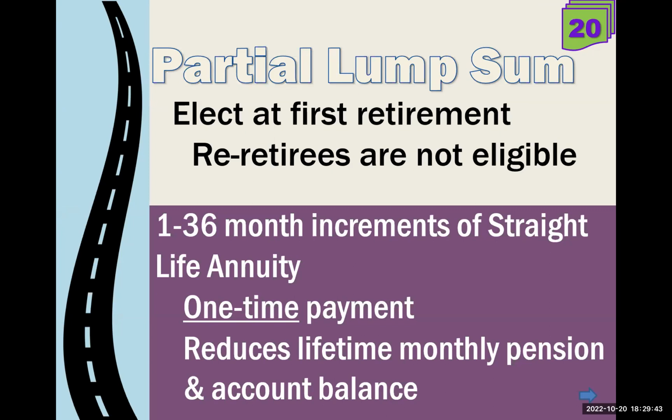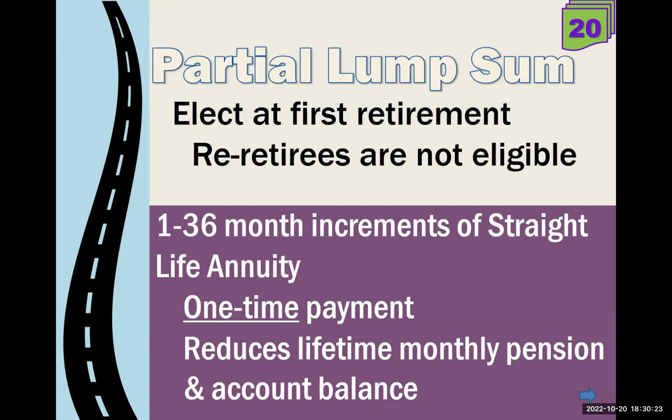So for example, if you look on your benefit estimate, it shows a partial lump sum of 12 months and 36 months. So you do 12 months times the straight life annuity, that would equal your partial lump sum. Now, if you want to do the partial lump sum, you have to apply for it on your retirement application. That's the only option that you have. It's a one-time opportunity to do that. And you are agreeing to take a reduced pension for life based on the increment that you choose. And you're also reducing your account balance immediately.